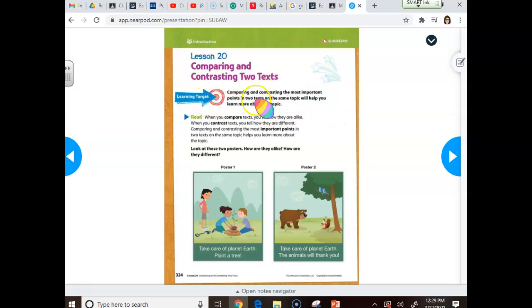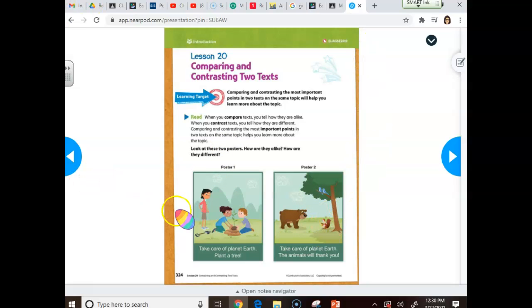All right, so our learning target. Our standard tells us that comparing and contrasting the most important points in two texts on the same topic will help you learn more about the topic. When we compare text, we tell how they are alike. When we contrast text, you tell how they're different. When we compare and contrast the most important points in two texts on the same topic, this helps you learn more about the topic. Now, look at these two posters.